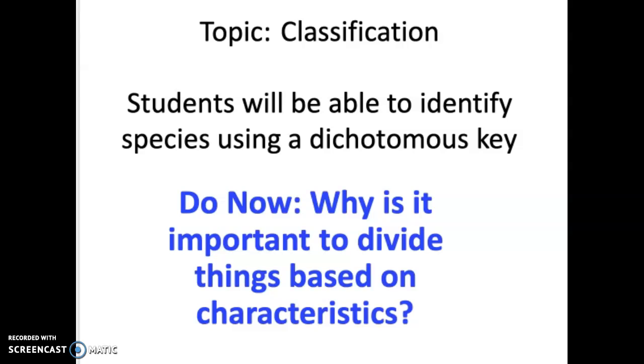So continuing with classification, what we're going to do today is learn how to use a dichotomous key. By the end of this lesson, you'll be able to identify a species using a dichotomous key. Before we get started, I want you to look at the do now question and jot down an idea. Why is it important to divide things based on characteristics?